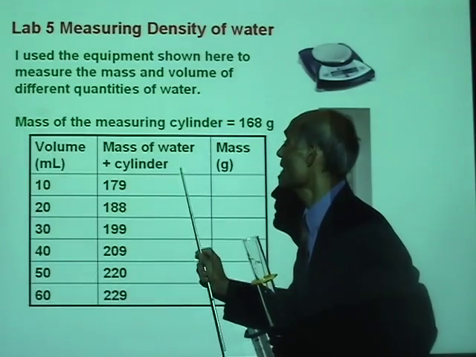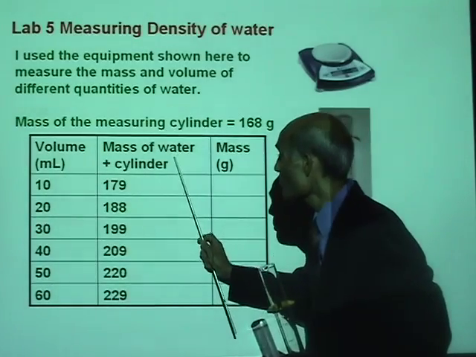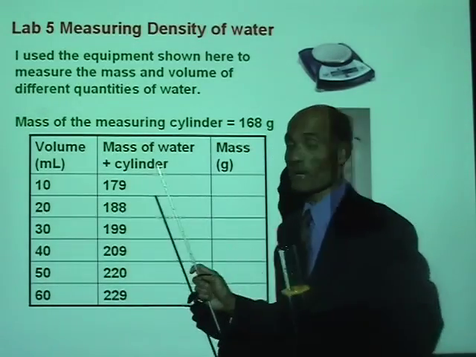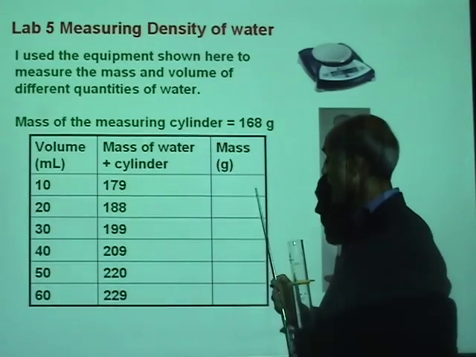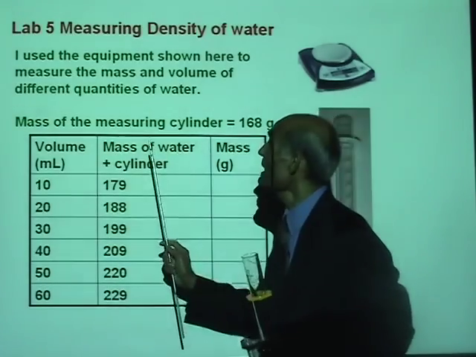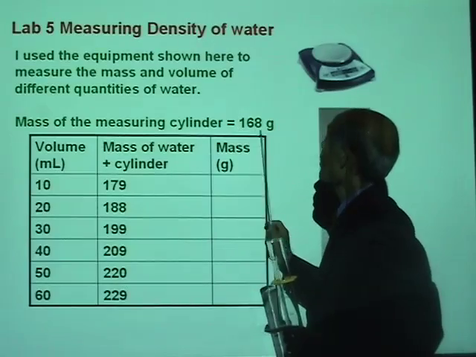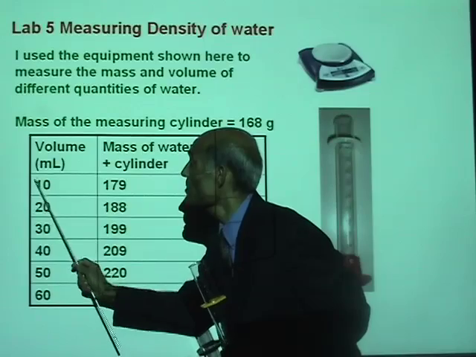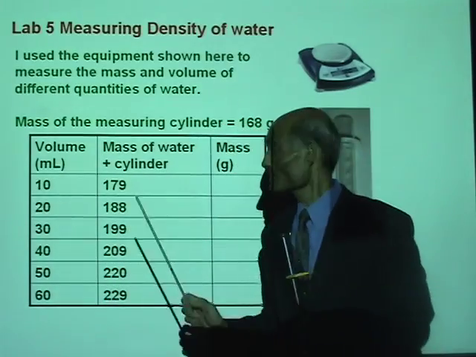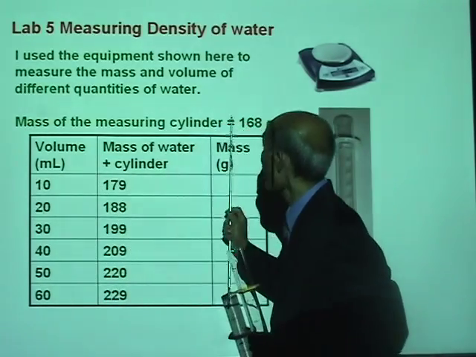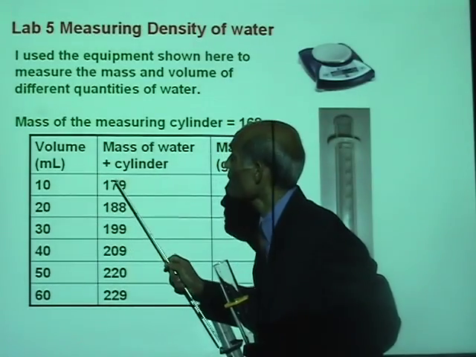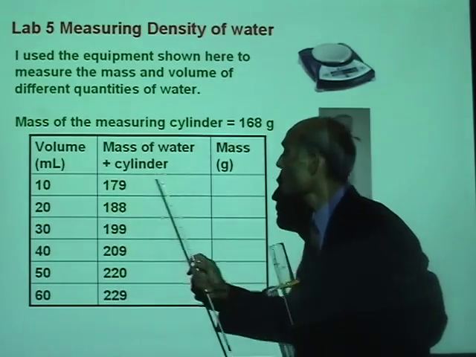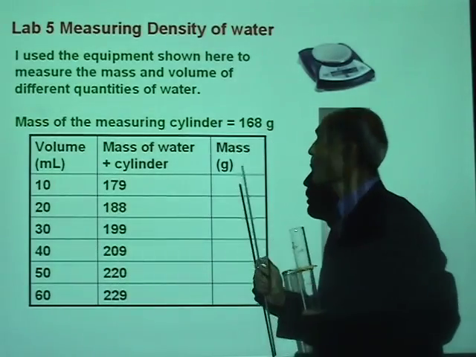This is in gram. I should have written it there. Now, so please make this change here. Put in parentheses gram at the top. Mass is in gram. Now tell me, you need to fill in this part. Okay? I measured the mass of the cylinder alone is 168 gram. Then I put in 10 milliliter of water. I got the total mass of the cylinder plus this water, 179 gram. So what is the mass of 10 milliliter of water?